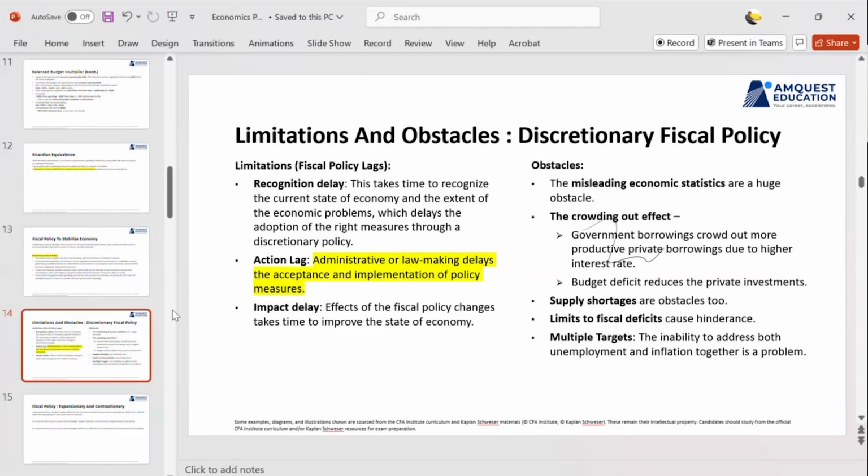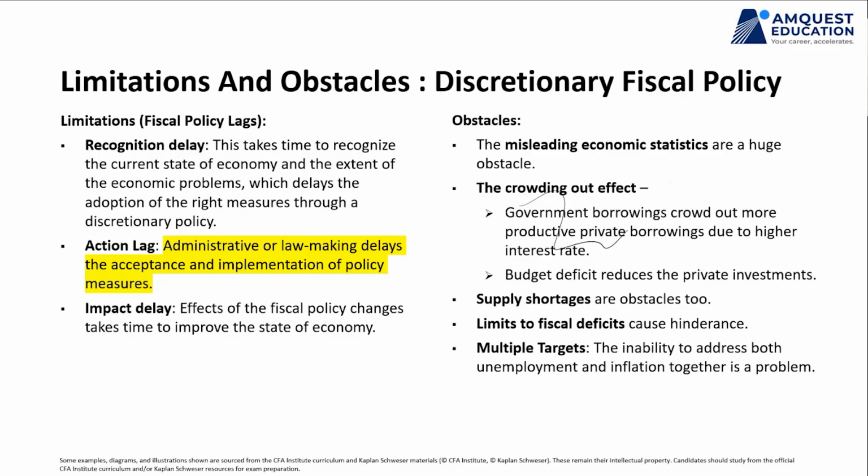Okay. Now the obstacles: we mentioned the crowding out effect. We have sometimes supply shortage also tends to be an obstacle. Limits to fiscal deficit. Sometimes the fiscal deficit may not be as high, and there will be some limitations to that. It may not be exceeding the amounts.